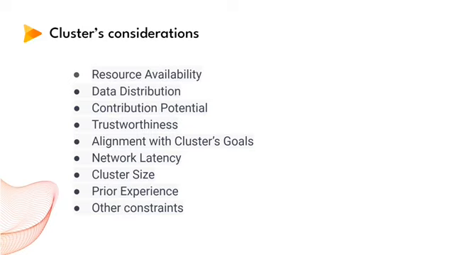Trustworthiness: the cluster may consider the trustworthiness of the new node, particularly with respect to security and privacy. If the new node has a history of security breaches or has not demonstrated a commitment to protecting its data, the cluster may be reluctant to accept it. Alignment with cluster goals: the cluster may consider whether the new node is aligned with its goals for the training process. For example, if the cluster is focused on developing a model for a particular use case, it may prefer to accept nodes that have data relevant to that use case.